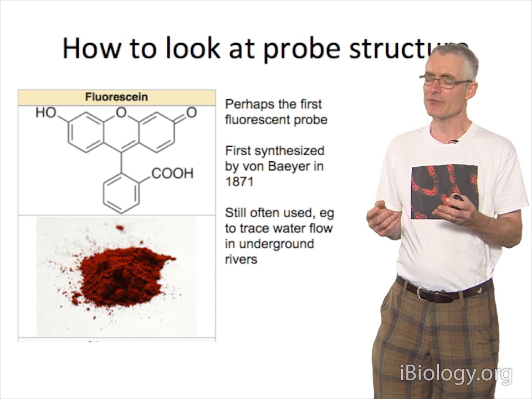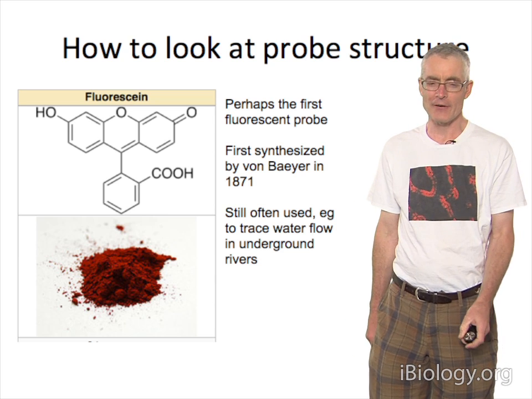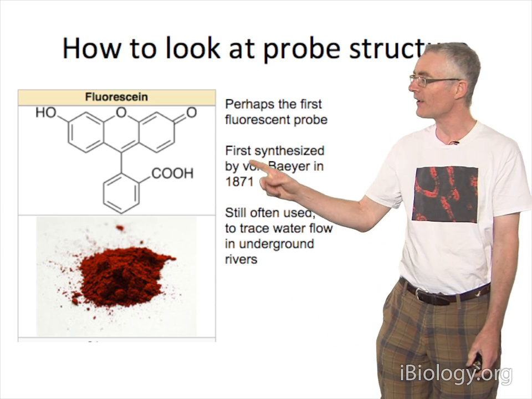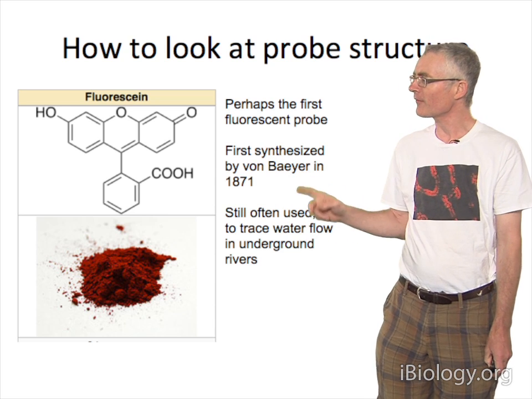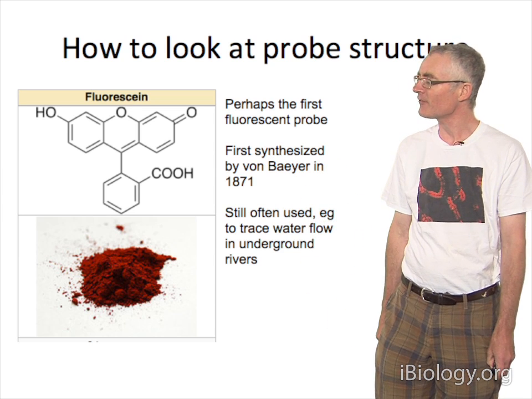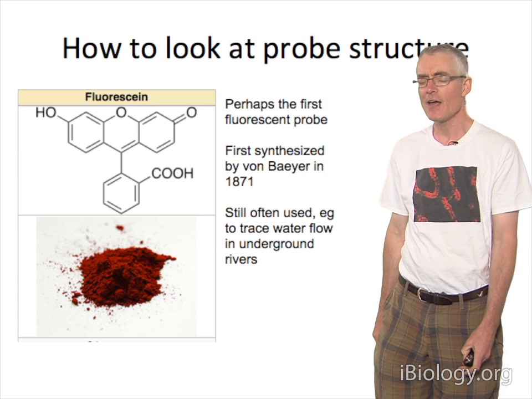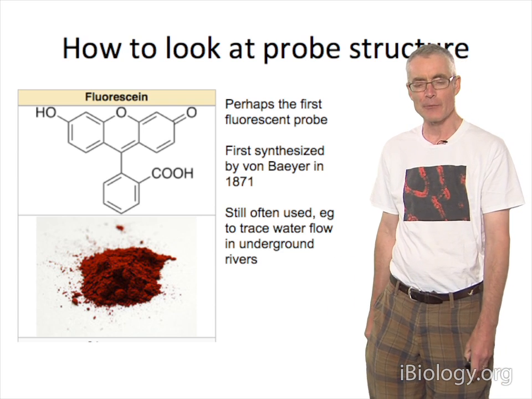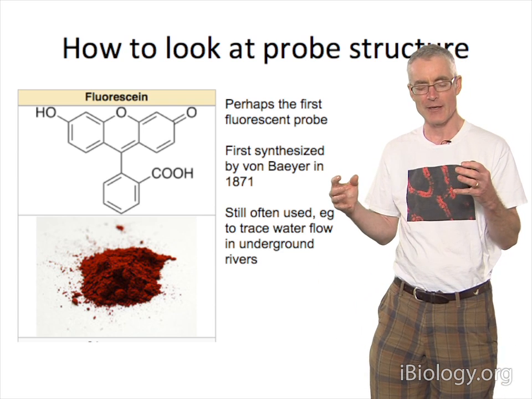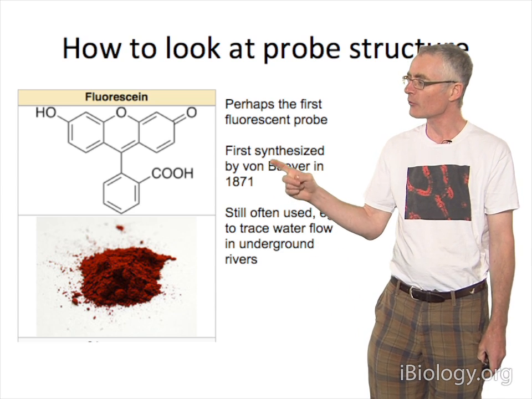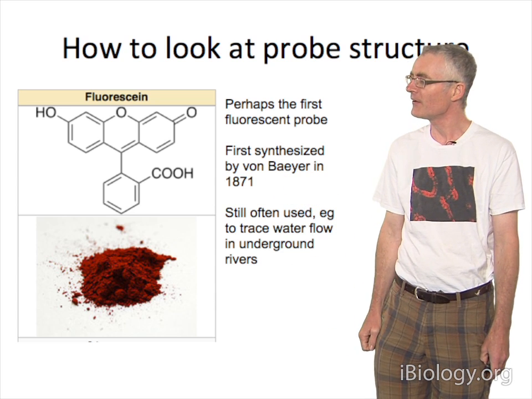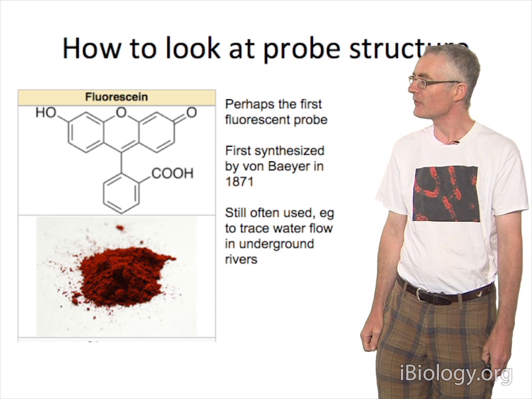This is really about how to look at probe structure. I think a nice place to start is with this beautiful molecule here, fluorescein, arguably the first synthetic probe, synthesized in 1871 as part of the German dye industry that was going on at that time. So people were building dye molecules for commercial applications, and this is sort of like a dye molecule. It's highly colored. And fluorescein is still in use today.